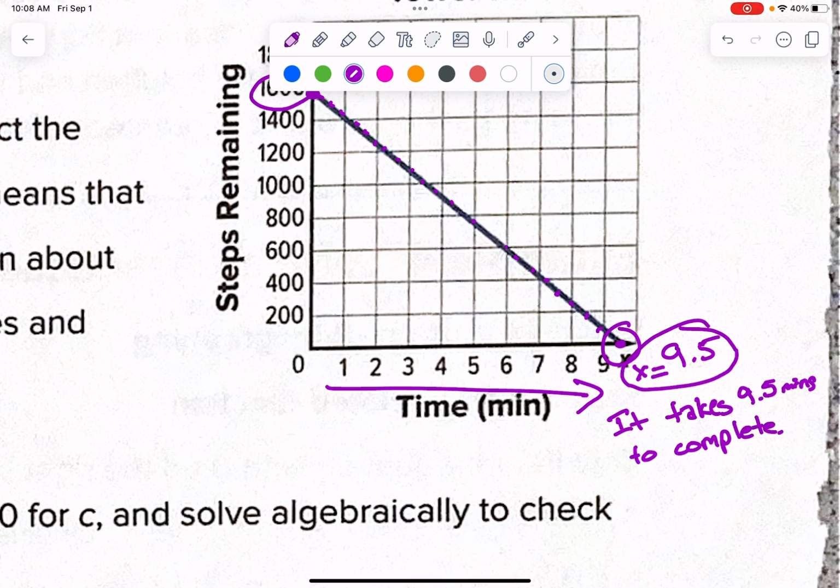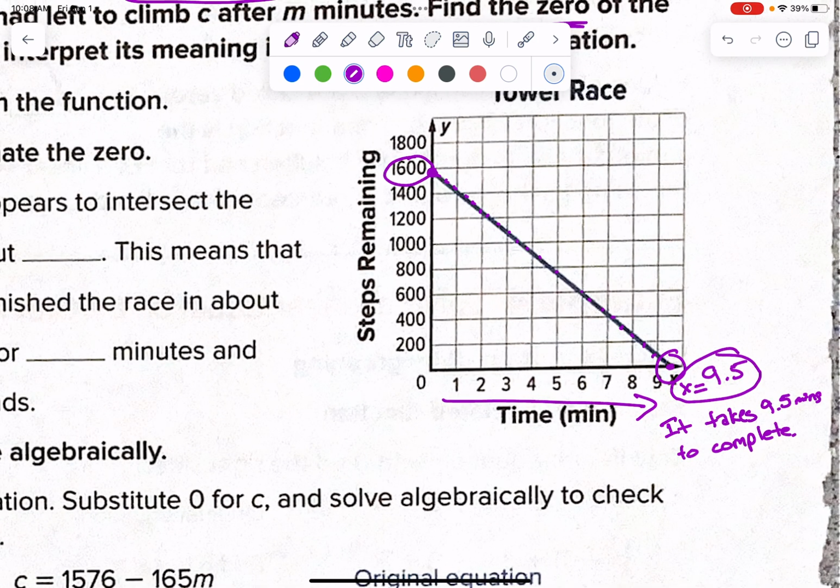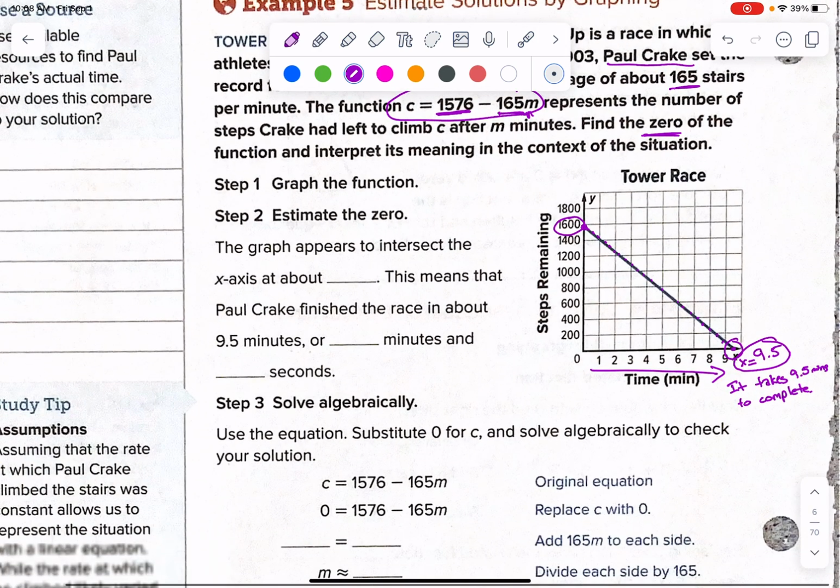We've kind of done a little bit of that. I think you had a test question that was kind of like that. Interpret the x-intercept or interpret the y-intercept. Okay, so it takes 9.5 minutes to complete his stair challenge. All right, a couple left.